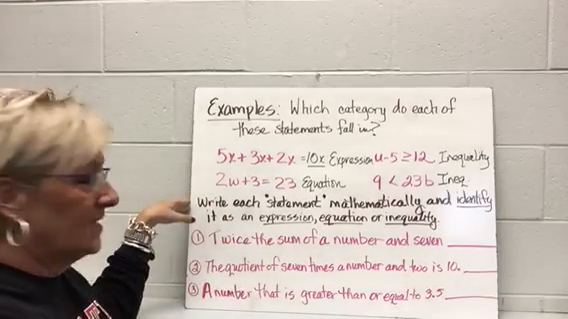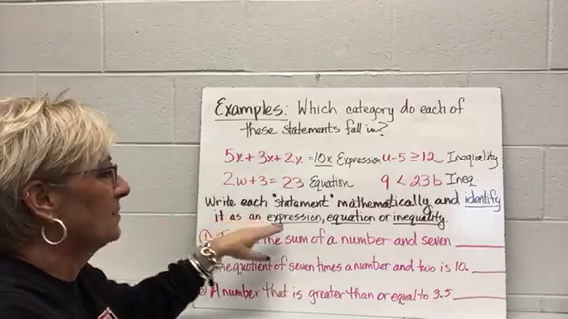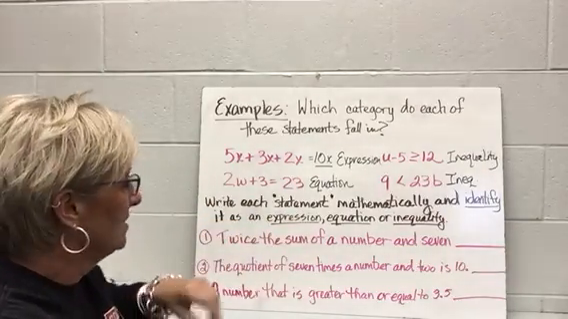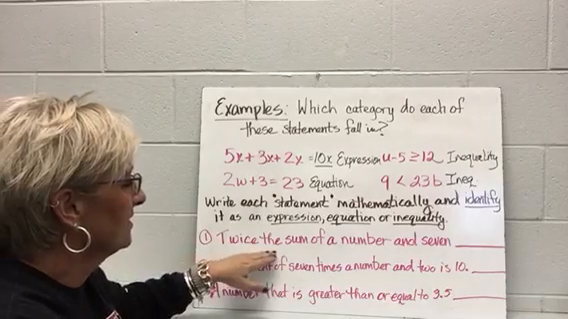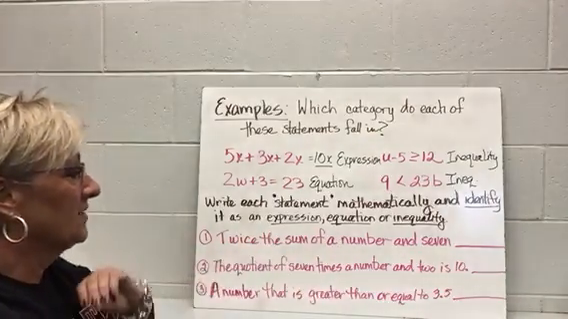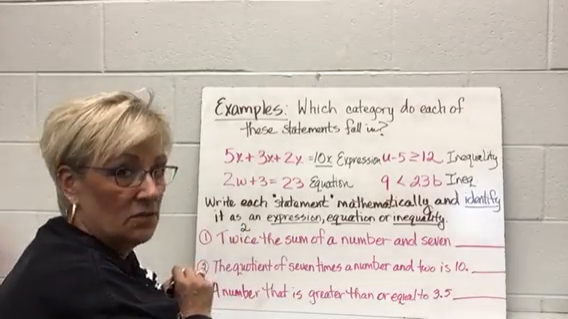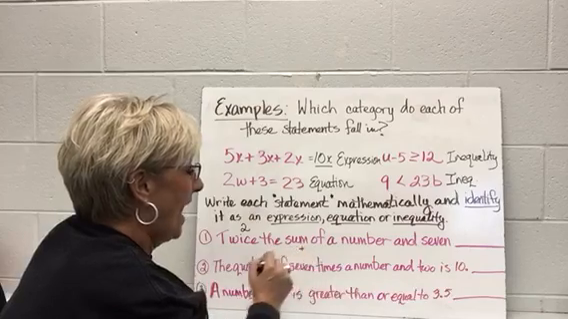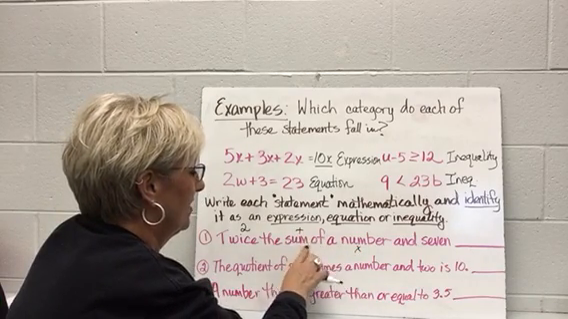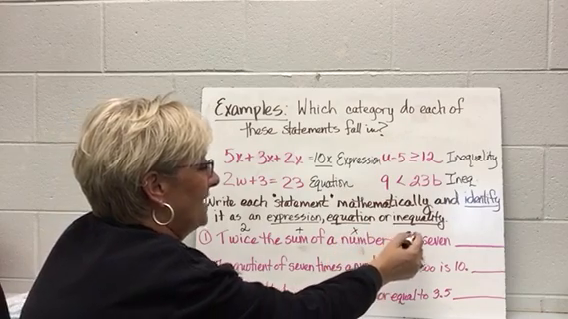This next one says to write each statement mathematically and identify it as an expression, an equation, or an inequality. So the first one says twice the sum of a number and 7. So what I've got here is twice the sum. I know twice is going to be 2. I know that sum means I'm adding a number. Let's make that x. So let's put this up here instead of down there. That way I've got it above here. The number, let's use x for the number, and 7.